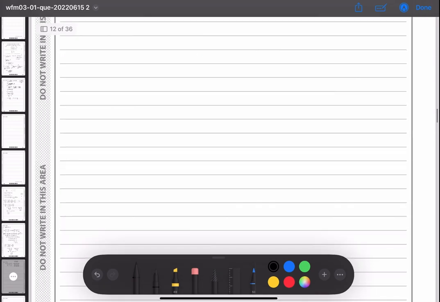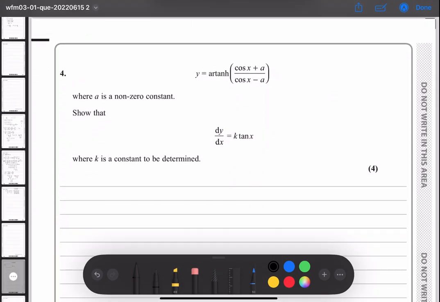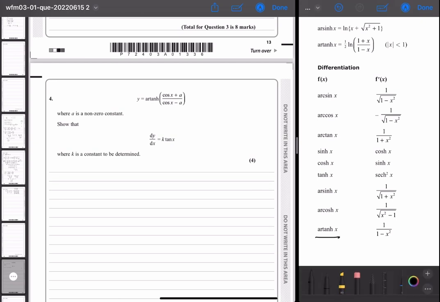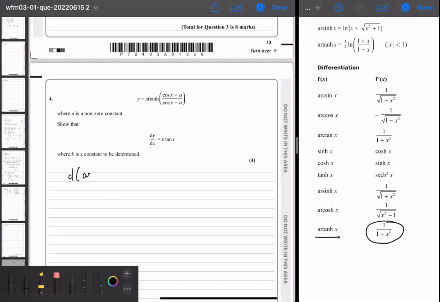Moving on to question 4. Differentiation. Immediately I start thinking to myself, let's pull up the formula booklet. Here we are, the very last one, arctan, and if we differentiate that, we need this. Although I hope it's fairly obvious that that's not all we're going to need, because we've got a cos x inside of this, so we're going to be using the product rule. But let me just put down for now the derivative of arctan x is equal to 1 over 1 minus x squared.